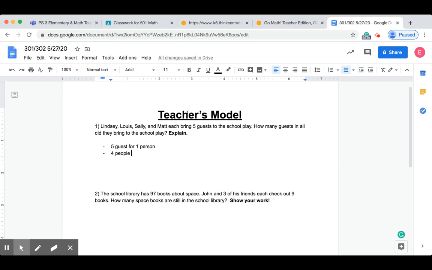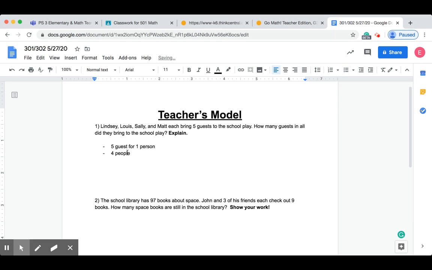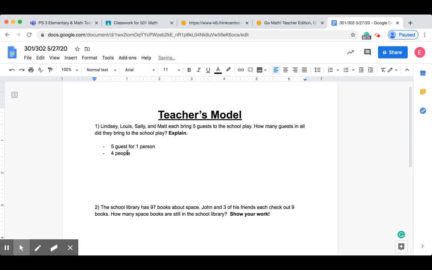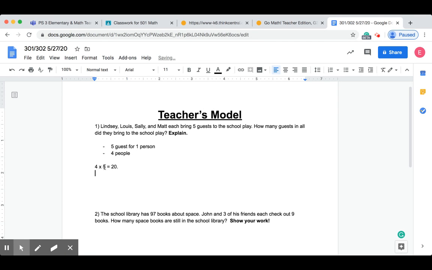Now, I need to know how many guests in all did they bring? Well, if I know there's 4 people and they each brought 5 guests, I know I can do 4 times 5 to find my answer because we have our 4 people and they each have 5 guests. So 4 times 5 equals 20.